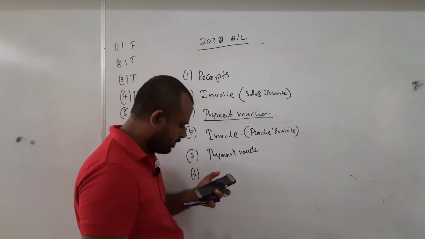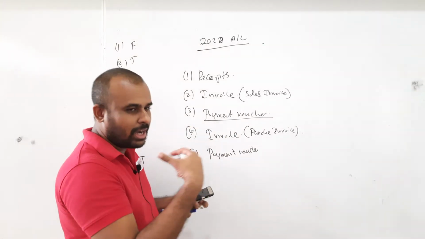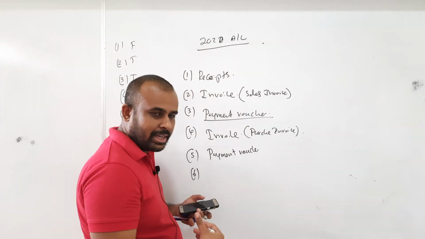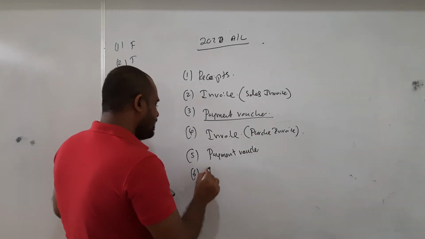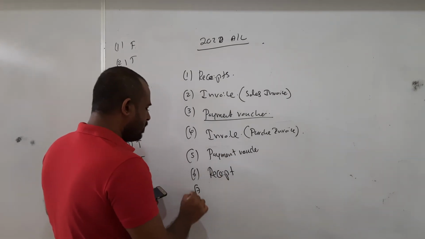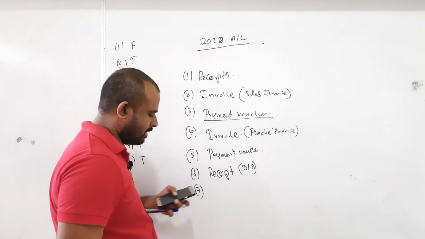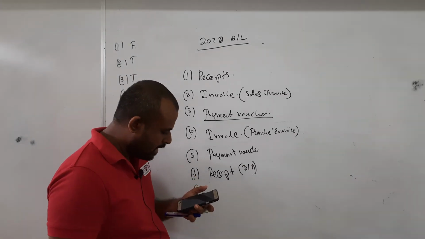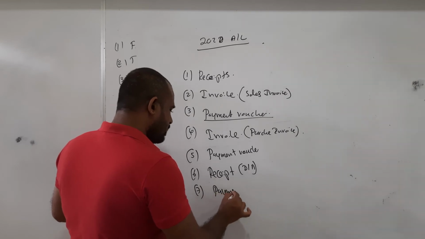Transaction number 6. Discount allowed. You allow the discount by the time you are collecting the money from the debtor. When you are collecting the money from the debtor, it will be recorded in the receipts journal. If you record anything in the receipts journal, the source document will be cash receipts. So what is the source document for the discount allowed? That's cash receipts.